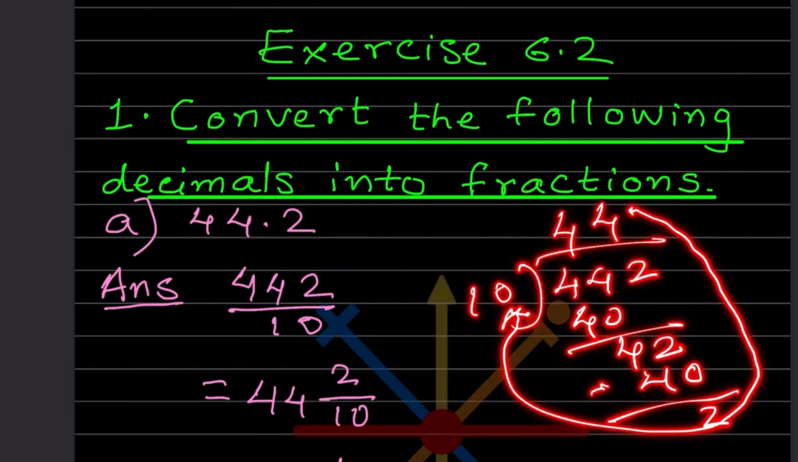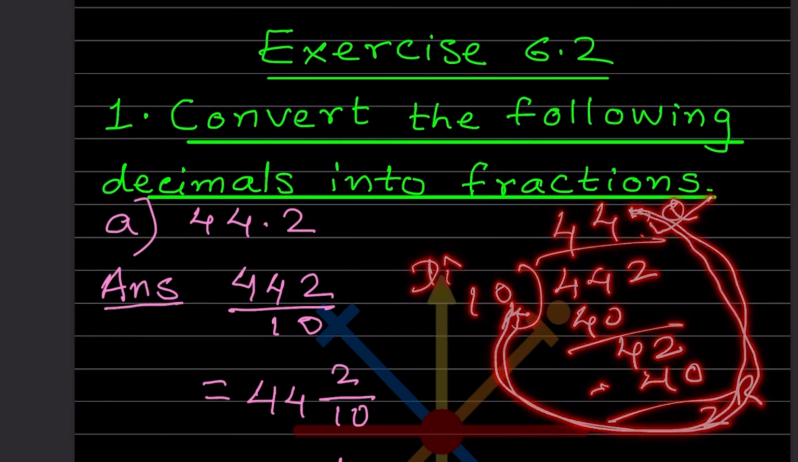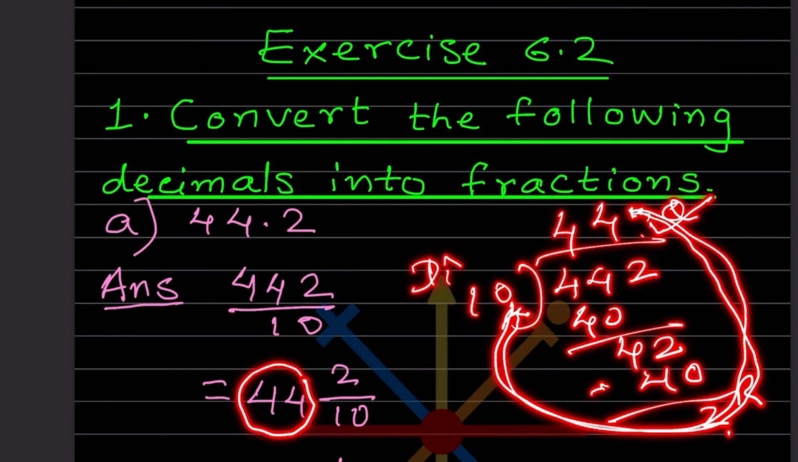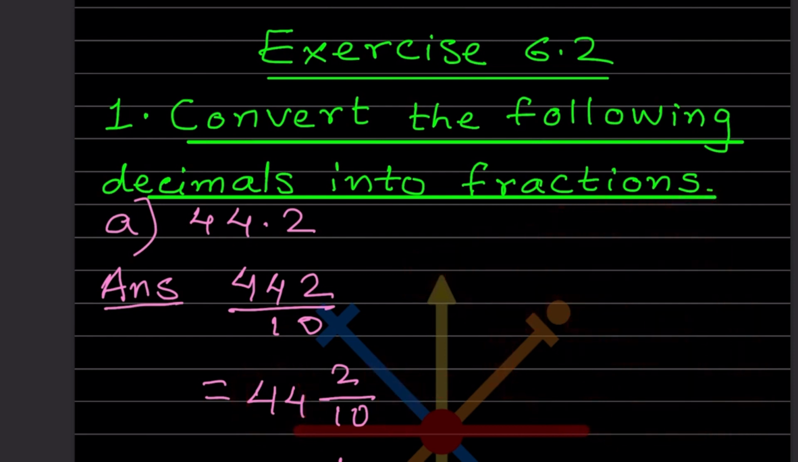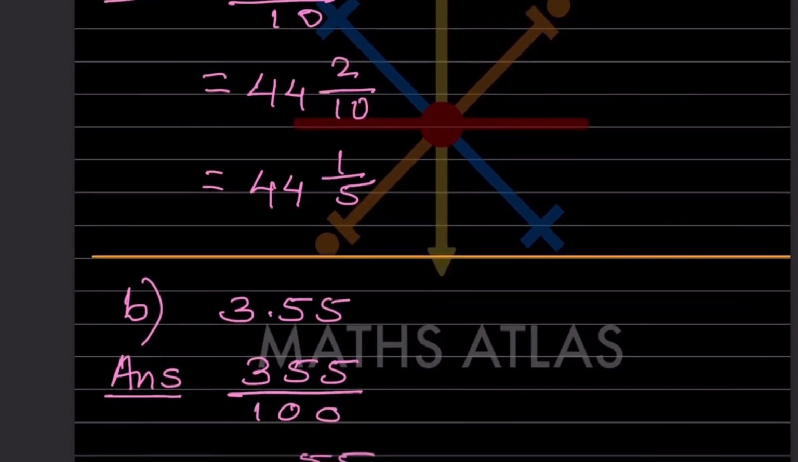So this is the whole number, this is the quotient, this is the remainder, and this is the divisor. You go in this way, in the clockwise direction. Whatever we get in the quotient, you write at the side, the remainder goes in the numerator, and the divisor will be in the denominator. Hope you got this. Now again we can simplify this fraction: 2 ones are 2, 2 fives are 10. So 44 will be as it is, and this is going to be 1 by 5. So this is the answer.